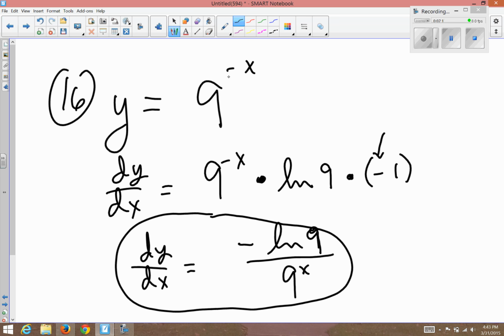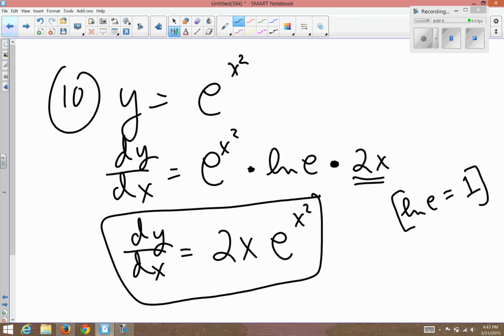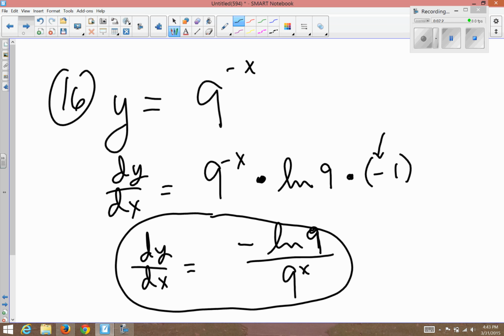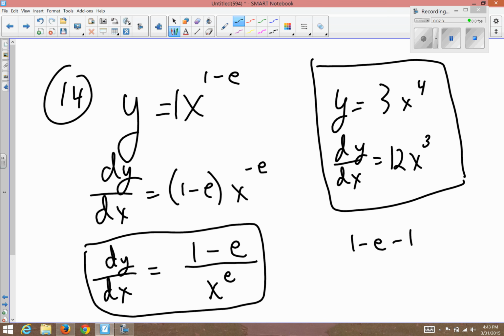16 is a number raised to a function of x. So is 10, a number raised to a function of x. So is number 6, a number raised to a function of x. But 14 is not. 14 is more like this example.